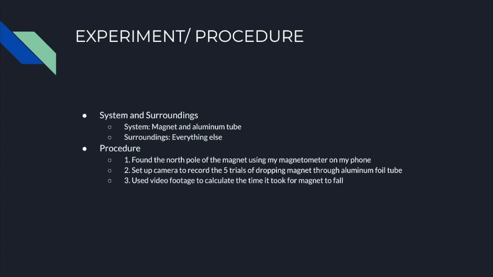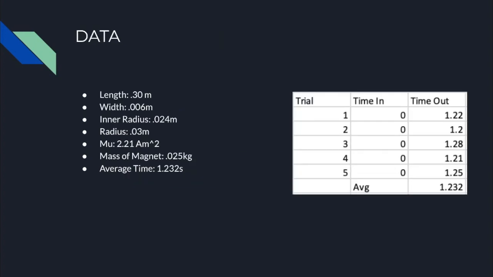And the procedure we followed is we used a magnetometer on my phone to find the north pole of the magnet. Then we set up a camera and recorded 5 trials of dropping the magnet through the tube. And then we used this video footage to calculate the time it took for the magnet to fall. This is the data, trials 1 through 5, and we have an average of 1.232.